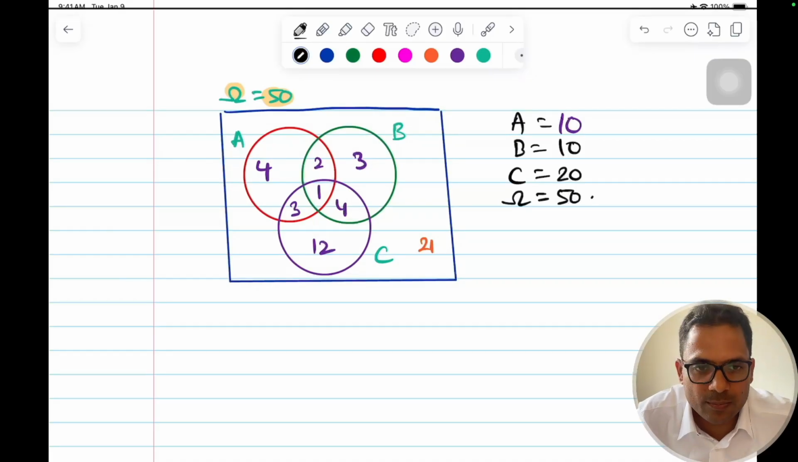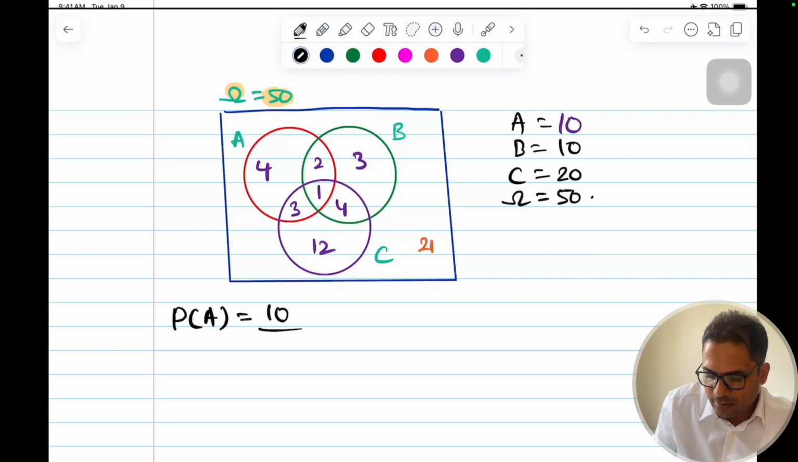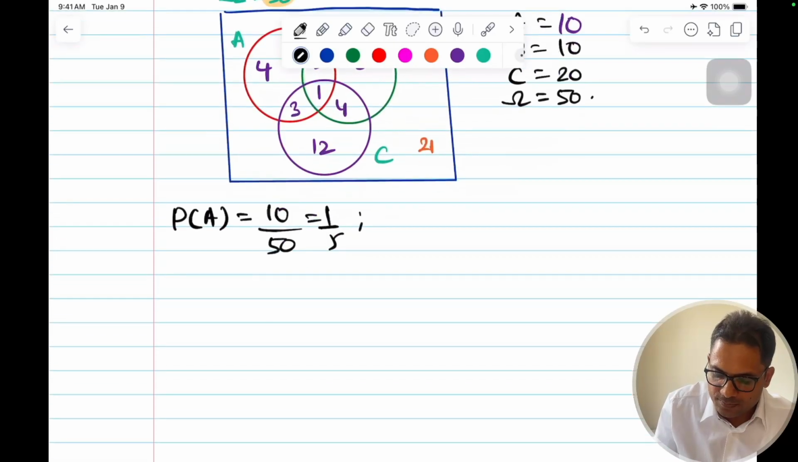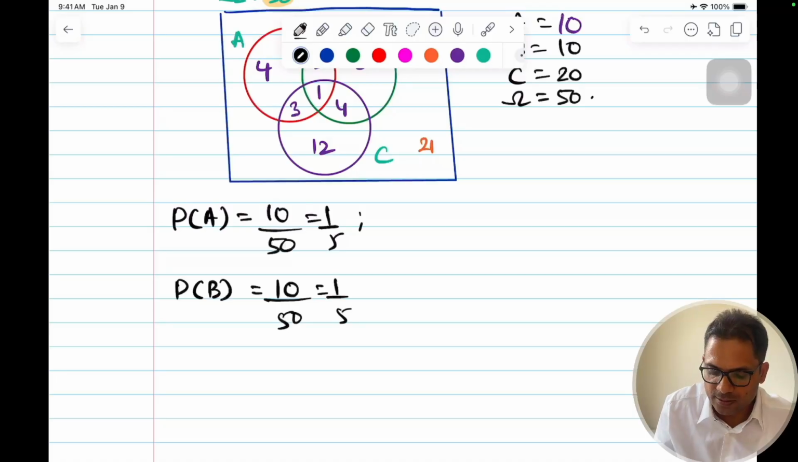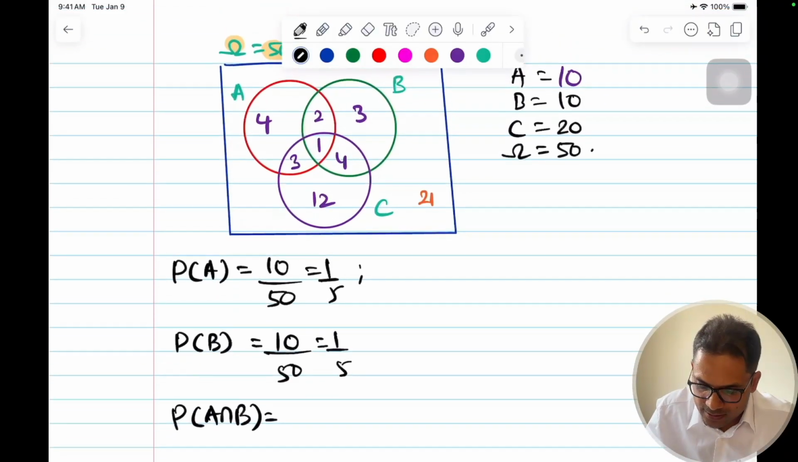Now let's compute all the probabilities. What will be the probability of A? It should be equal to 10 out of 50, which is 1 by 5. What is the probability of B? This is also 10 by 50, which is 1 by 5. Now what is P(A intersection B)? What is A intersection B?